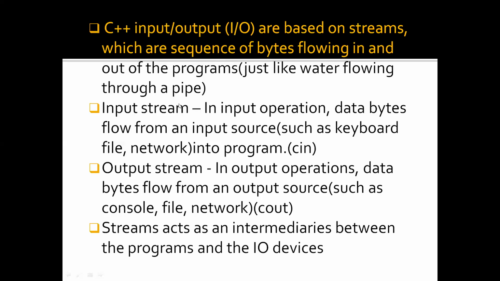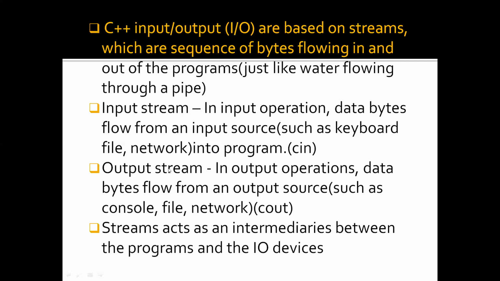In C++ streams, we have two different types: input stream and output stream. In an input operation, data bytes flow from an input source into a program. The input stream is generally used in a program to take the input. Input sources are such things as the keyboard, file, and network.